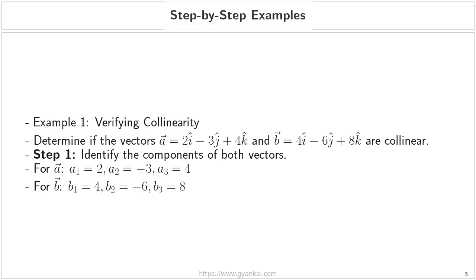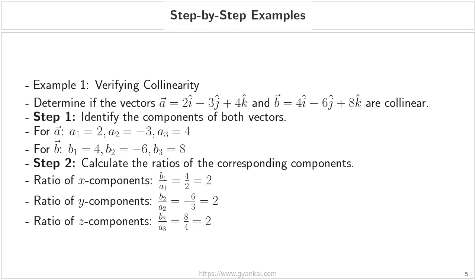Step 1 is to identify the individual components of both vectors. For vector A, our components are a sub 1 equals 2, a sub 2 equals negative 3, and a sub 3 equals 4. For vector B, the components are b sub 1 equals 4, b sub 2 equals negative 6, and b sub 3 equals 8.